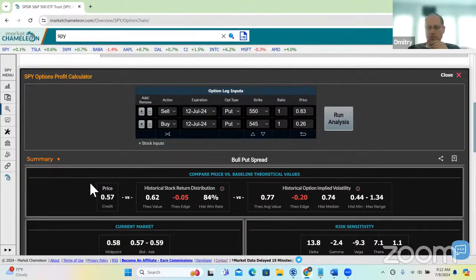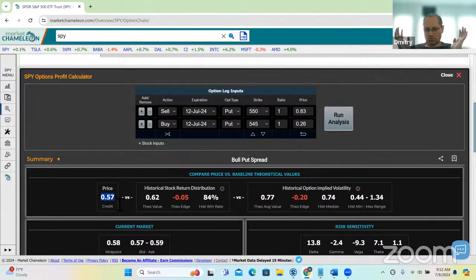So in the beginning, what do we have here? Well, first of all, it tells us that doing this credit put spread, selling it for 83 cents and buying it for 26 cents, will result in a 57-cent credit, assuming you're doing it at these prices.